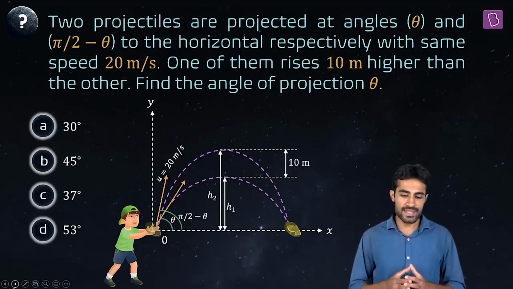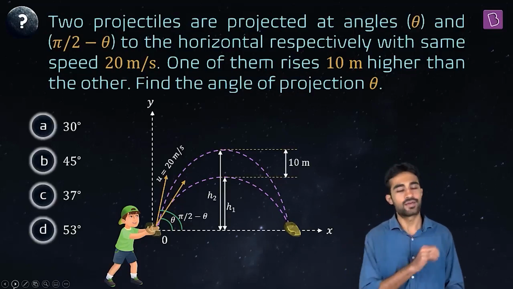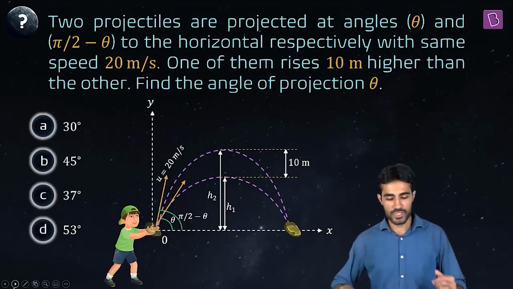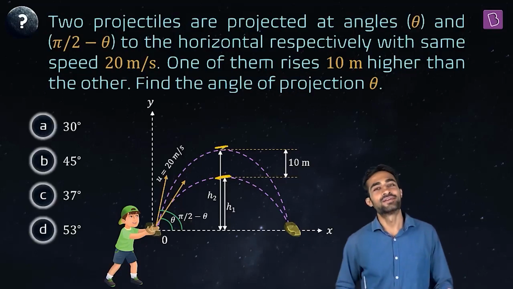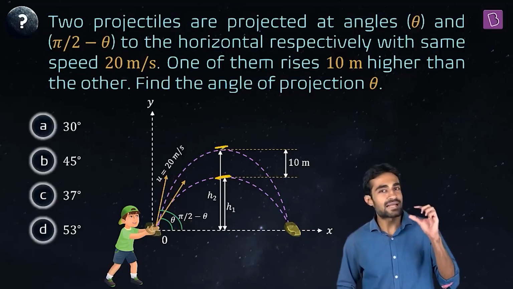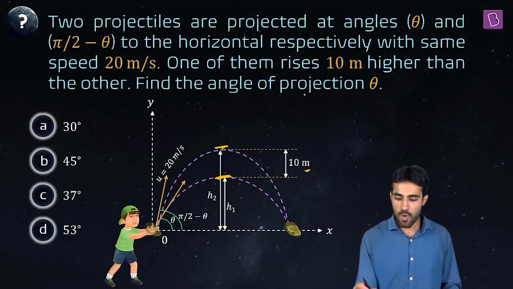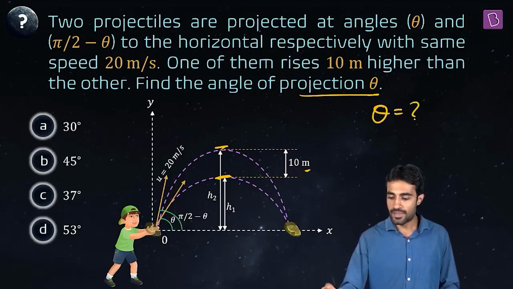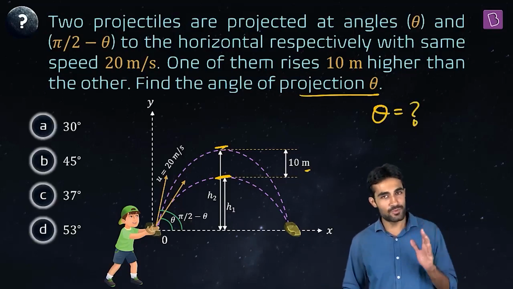In the question, they say one of them rises 10 meter higher than the other. Find the angle of projection. So one projectile rises 10 meter higher than the other projectile. The difference in the maximum height is 10 meter. So we have to tell what is the value of theta. We have to find the value of the angle of projection theta. Good. So shall we proceed?